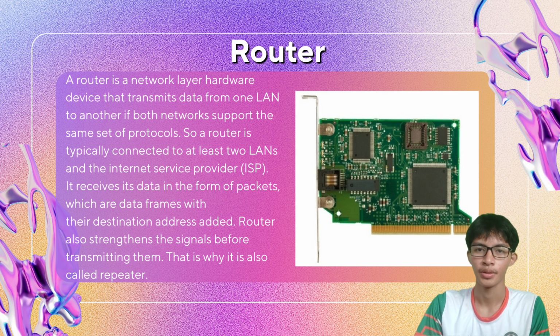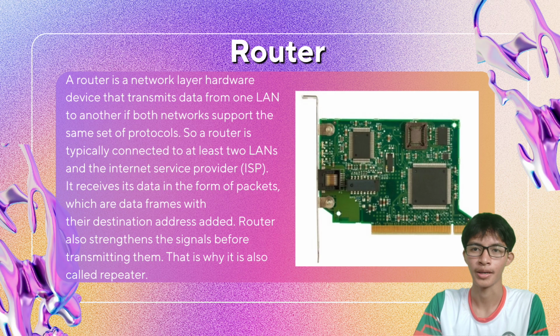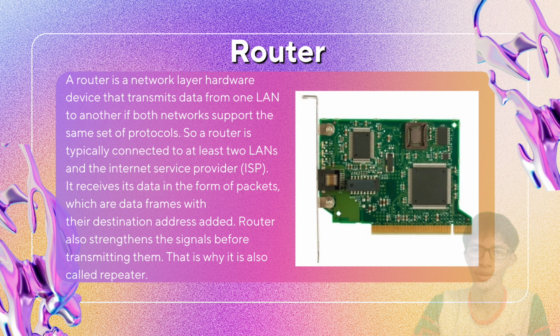And what is a router? A router is a network layer hardware device that transmits data from one LAN to another if both networks support the same set of protocols. A router is typically connected to at least two LANs and the Internet Service Provider, or ISP. It receives its data in the form of packets, which are data frames with their destination address added. A router also strengthens the signals before transmitting them. That is why it is also called a repeater.